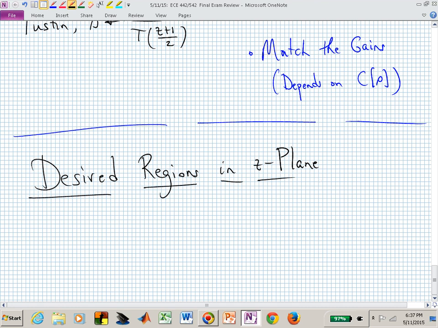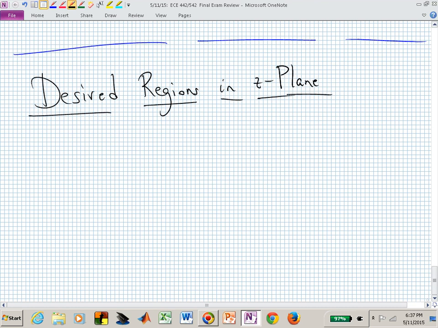Sorry. Desired regions in the z-plane. That was another topic that we talked about. And here, I've been joking this semester, but I'm hoping that when somebody talks about percent overshoot, you're thinking of your heart. The hearts are these logarithmic spirals that are determined by these damping ratios, zeta.